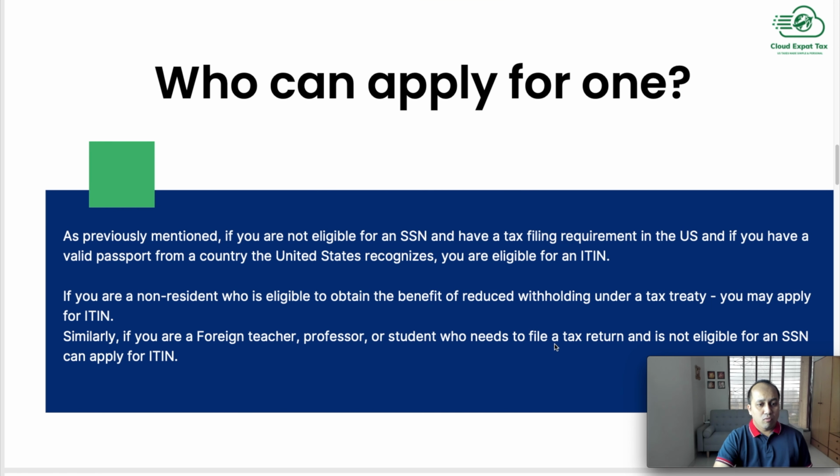Who can apply for one? As previously mentioned, if you are not eligible for an SSN, you are living abroad, or if your visa in the US does not permit you to get an SSN, then you must apply for an ITIN, and you must have a valid passport from a country that the United States recognizes to be eligible for an ITIN.